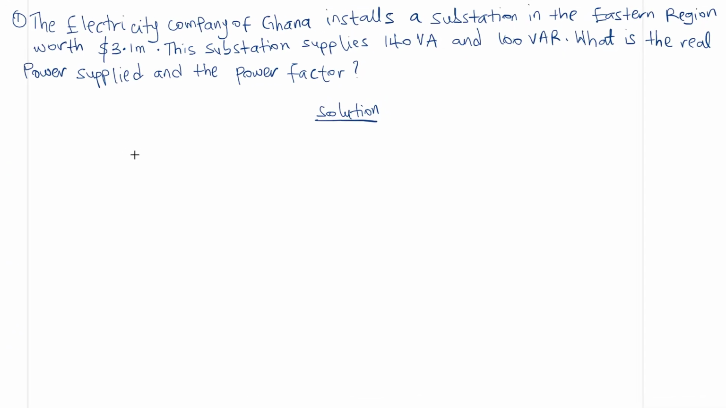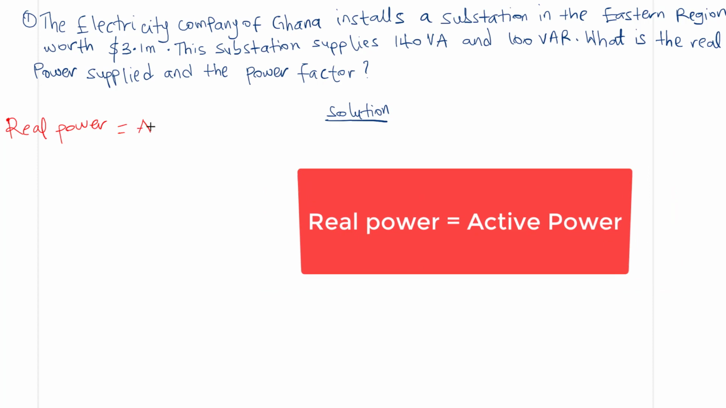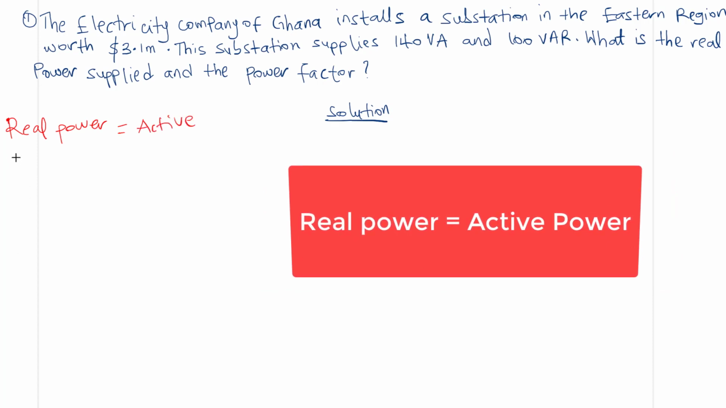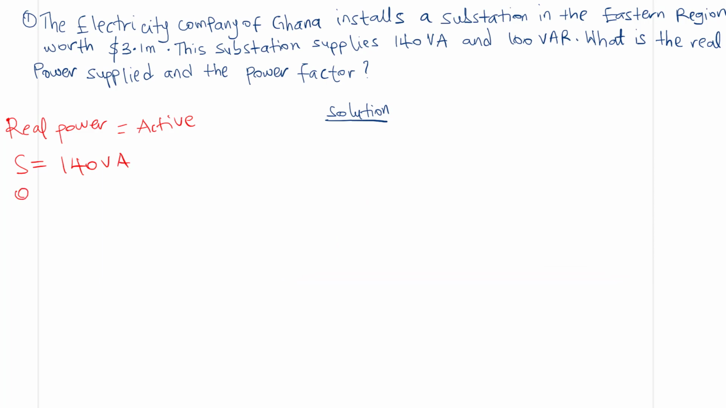Question 1. The Electricity Company of Ghana installs a substation in the Eastern region worth $3.1 million. This substation supplies 140 VA and 100 VAR. What is the real power supplied and the power factor? The power we are looking for, the real power, is the same as active power, right? They've given us apparent power, that is 140 VA, and we also have reactive power, that is 100 VAR.